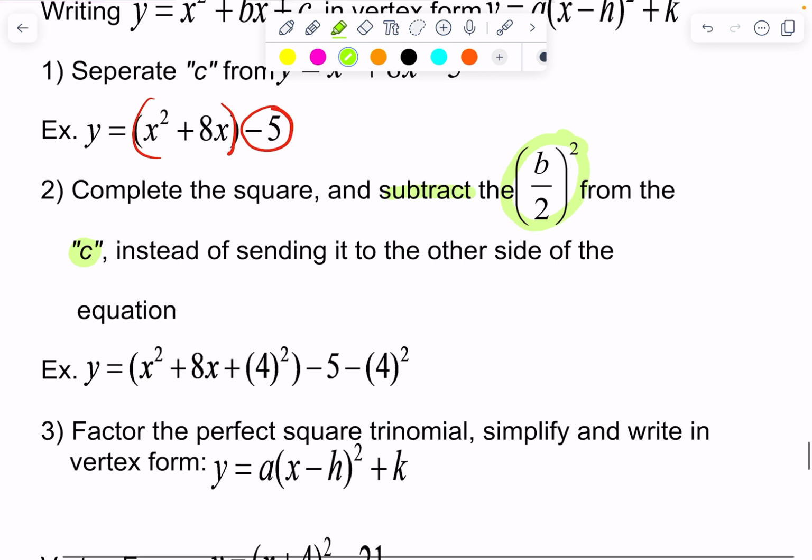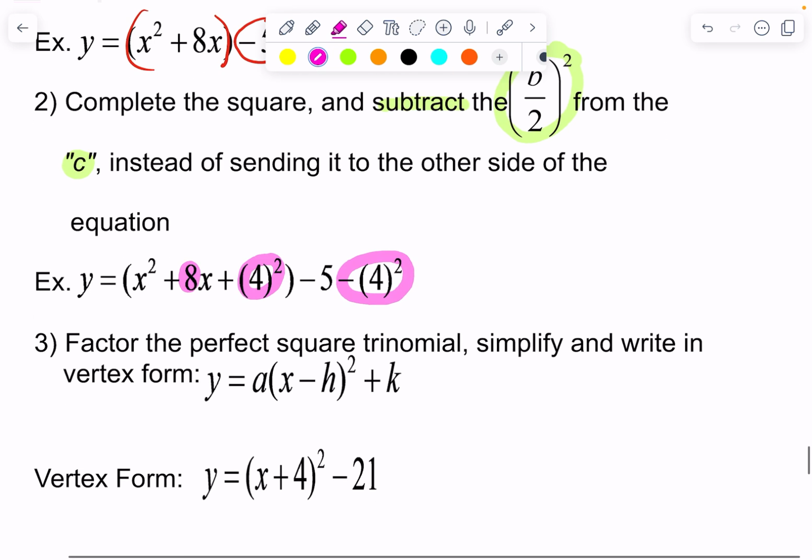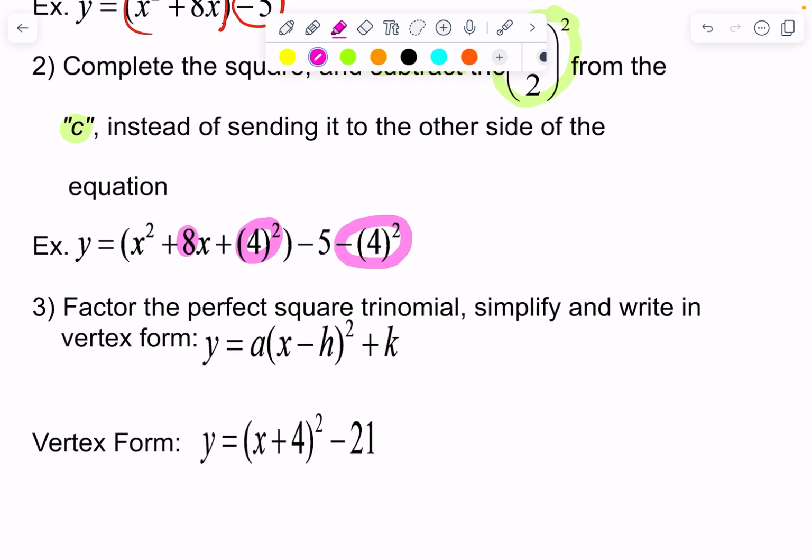So our b here is 8. b over 2 is 4. So we've got 4 squared, which I'm going to subtract from the c. Now we're going to factor the perfect square trinomial, simplify and write in vertex form. Y equals a times x minus h squared plus k.